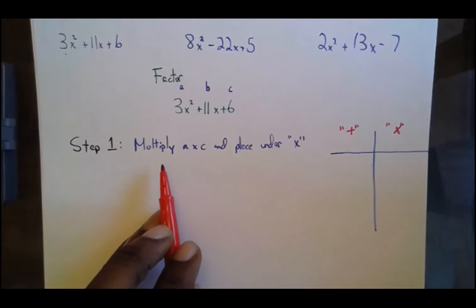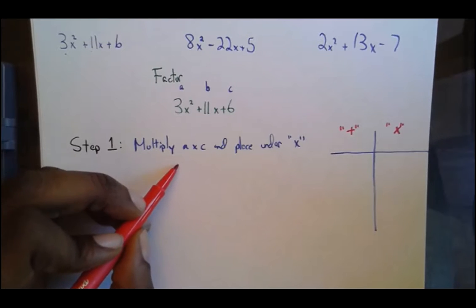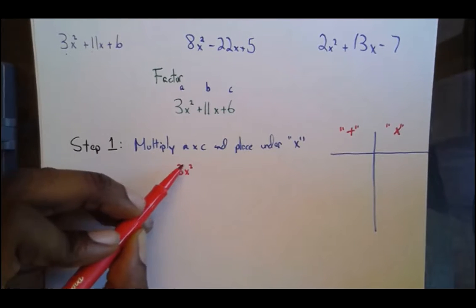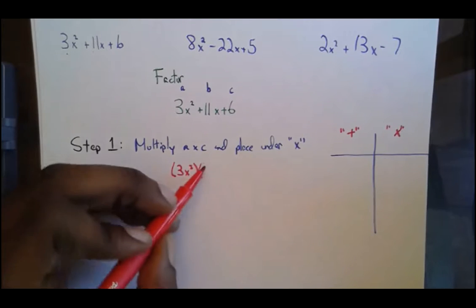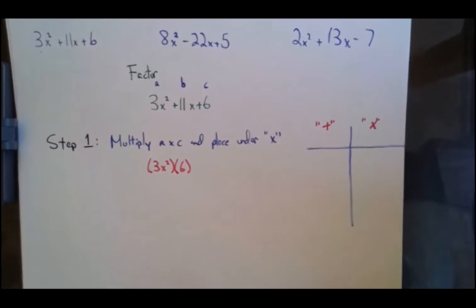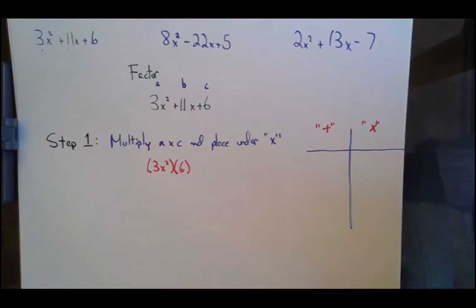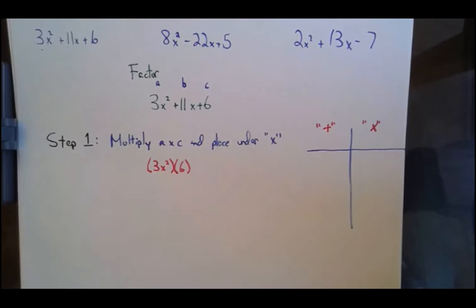So in this case, the A is 3x squared. The C is a 6. Can someone tell me what's going to go underneath the x? Nope. Yes. 3x squared times 6. You have to put the whole thing. It's very important.